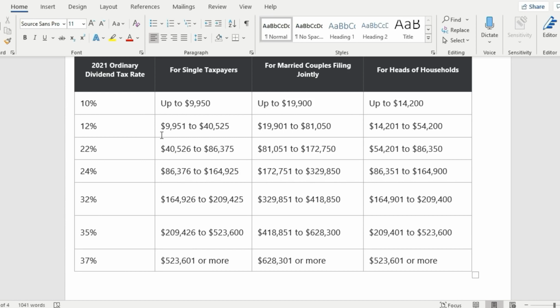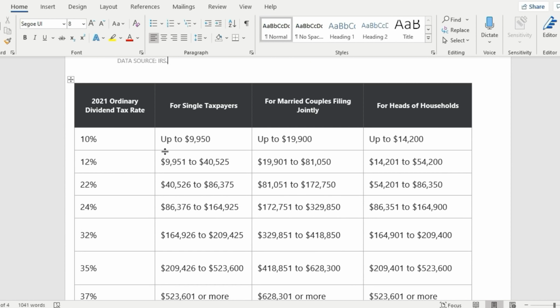Then the next bracket here would be from $10,000 to $40,000. It would be 12%. And that represents right here the potential gain. Ordinarily, if you had qualified dividends that were taxed at ordinary tax rates, it would be a 12% tax rate, potentially up here, between 10 and 12% based on these brackets, whereas it would be 0% if it's a qualified dividend up to $40,000.